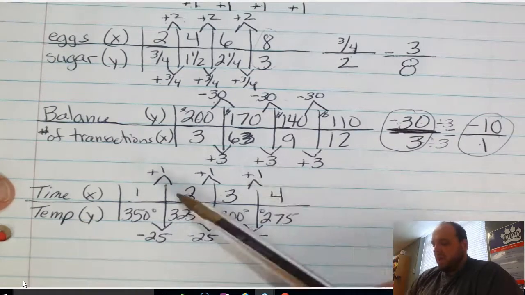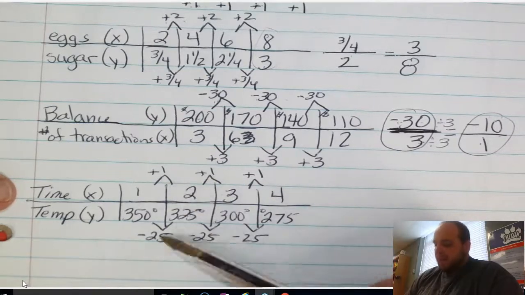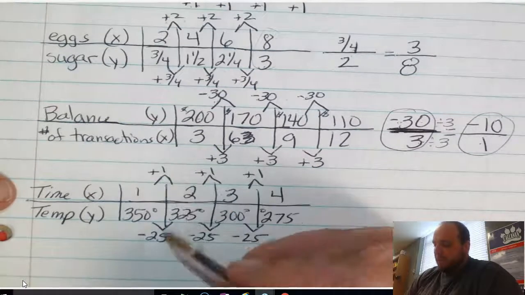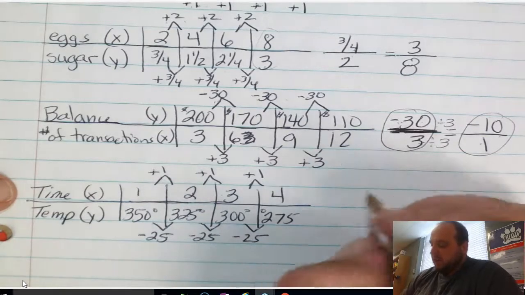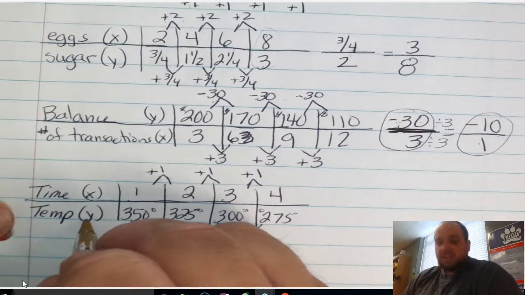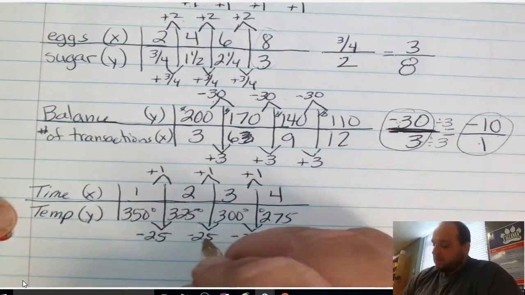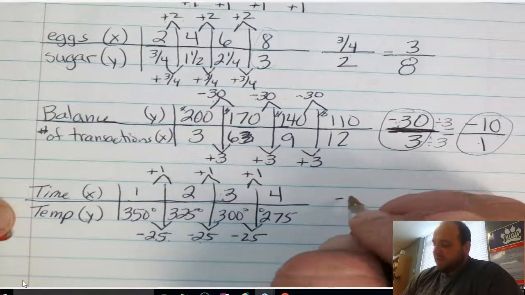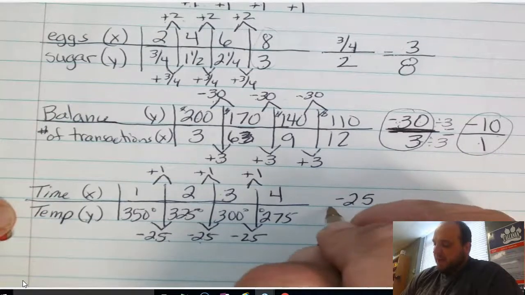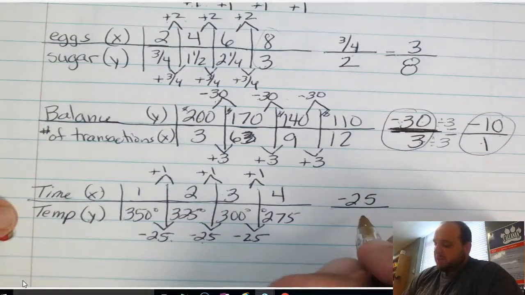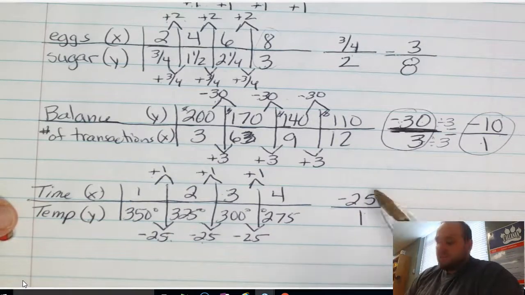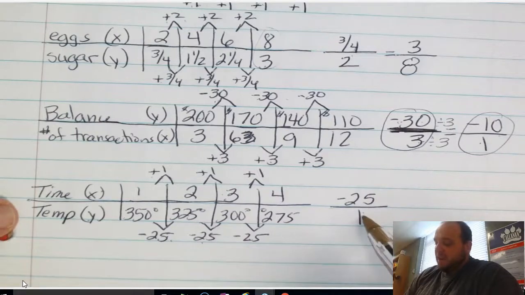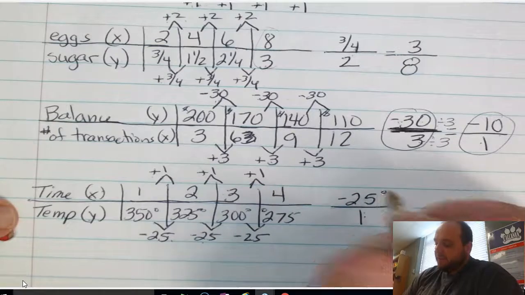Okay, so I kind of noticed that a pattern had developed. As my time went up 1 minute, my temperature dropped 25 degrees. So I'm going to write this as a constant rate of change, noticing that the temp is the y value. So I have to write this constant change on the top. So it changed by 25. The time changed by 1, so I'm going to write that over 1. This one is already identified as a unit rate. So for every minute that passed, the temperature on the food dropped 25 degrees. All right.